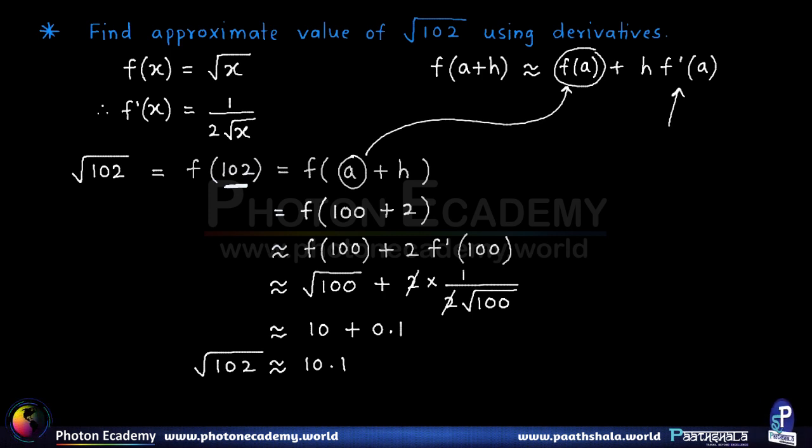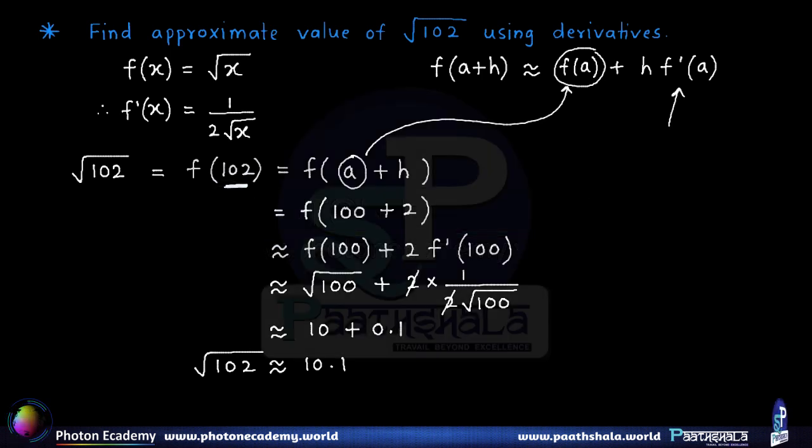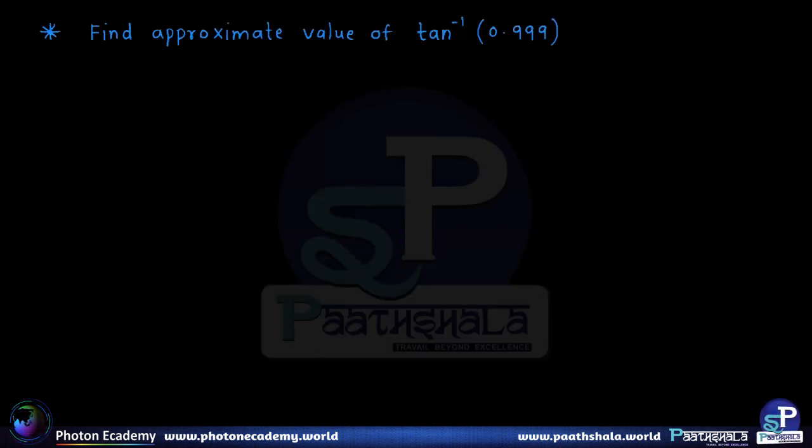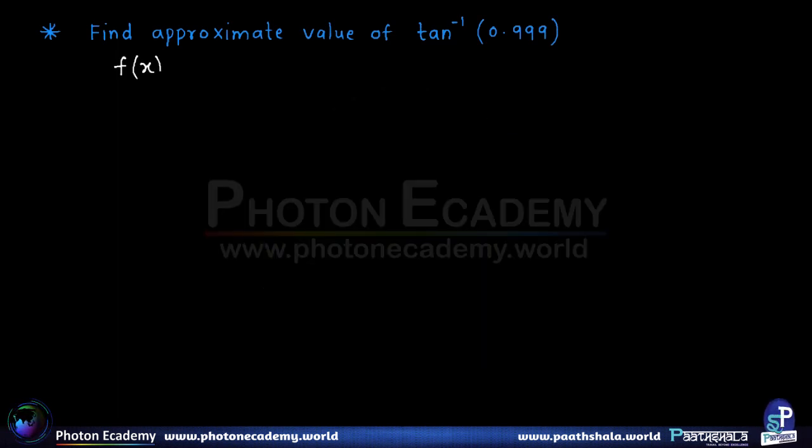Now it's not needed that we should always have the square root to approximate, we can have any other function. So as given here, we have to find the approximate value of tan inverse of 0.999. So here we are talking about f of x as nothing but tan inverse of x. So let's keep the derivative ready, which we know is 1 upon x square plus 1.